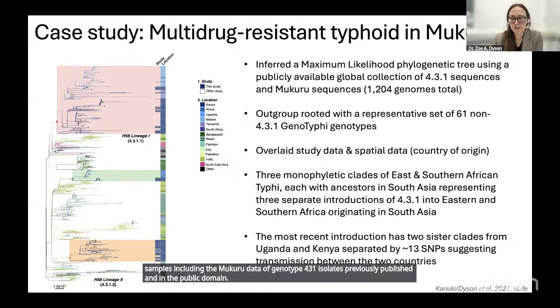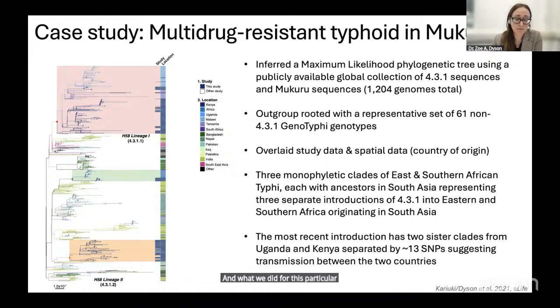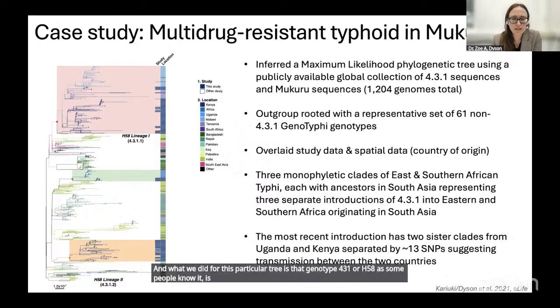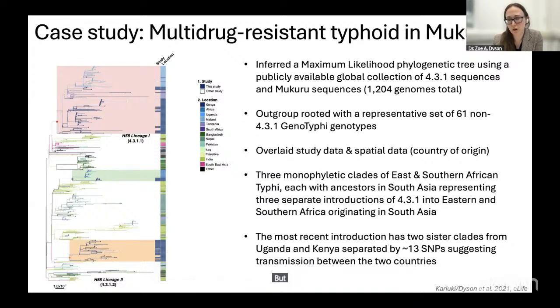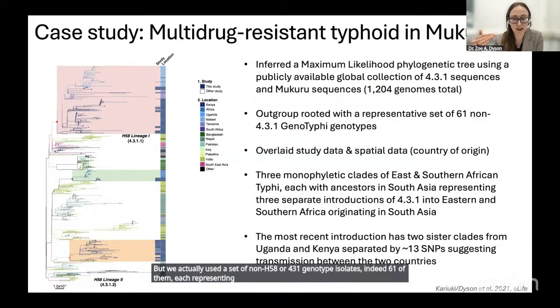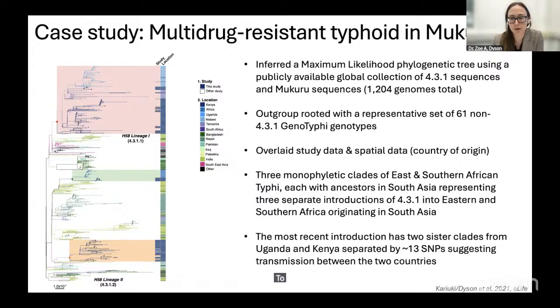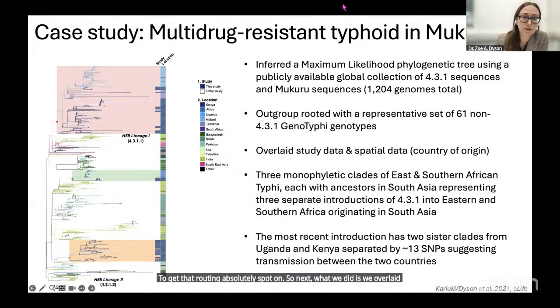For this particular tree, genotype 4.3.1, or H58 as some people know it, is a fairly recently evolving clade. It's low diversity, so we wanted to be really certain of our tree topology and structure. So we outgroup rooted the tree, using a set of non-H58 or 4.3.1 genotype isolates, 61 of them, each representing a different genotype or clade of Typhi that we're aware of, to get that rooting absolutely spot on. Next, we overlaid study data and spatial data onto this particular tree.